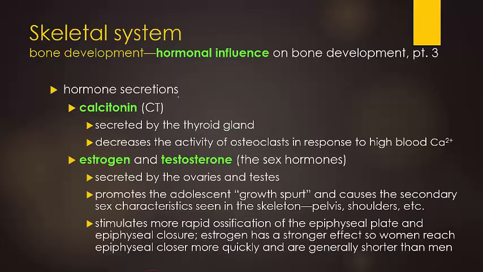Other hormone secretions include calcitonin. Calcitonin is released by the thyroid gland, and it's secreted in response to high blood calcium levels. So if blood calcium increases, then we see secretion of calcitonin, and what that does then is slow down the activity of osteoclasts.